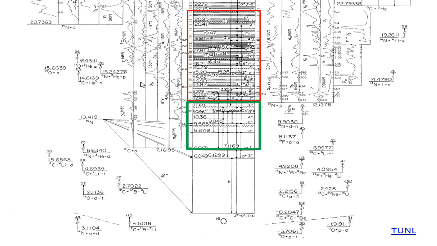So this is the context of what we've got. This is oxygen-16, and the green bit is the bit that we're interested in. We have our threshold here, and the states that we're actually looking at in the calculations: this 9.585 MeV state, which is a 1-, and this 4+ state. These are the two states that you see in the calculation.